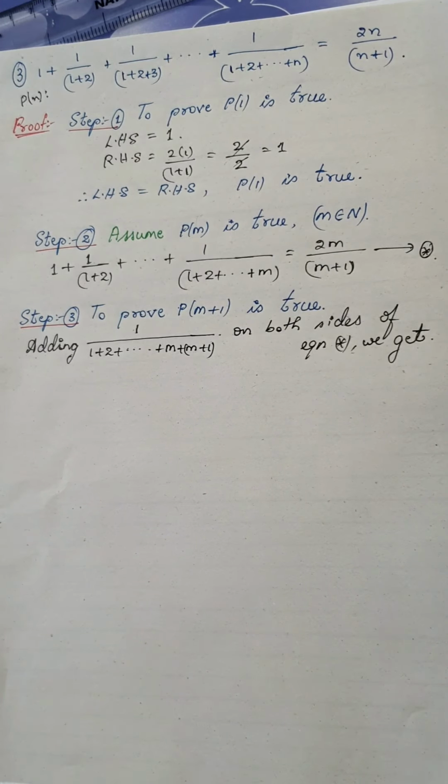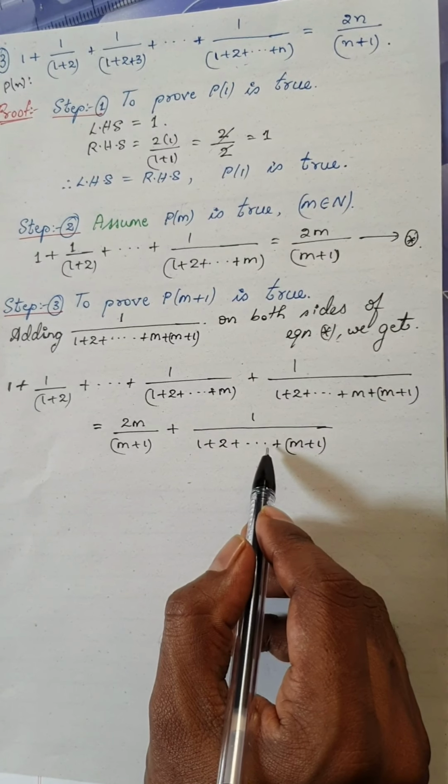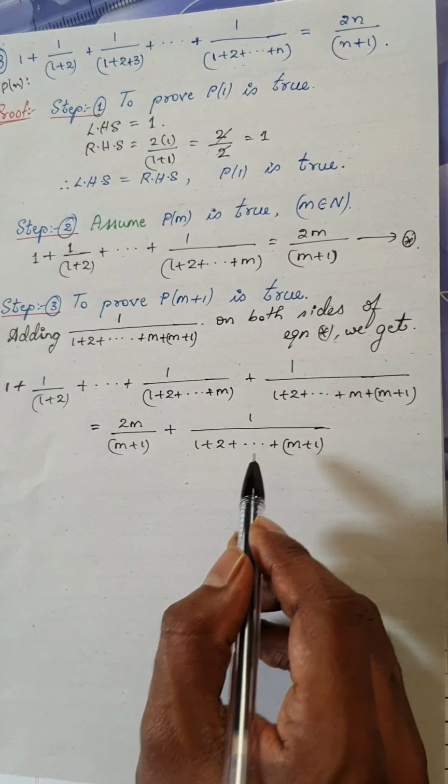Okay, so this will be equal to, please be careful, this will be equal to, what is the term in the RHS? It is 2m divided by m plus 1, plus again add this term, which is 1 divided by 1 plus 2 plus so on. Let me write the last term as it is, which is m plus 1. So I did not write m here. This would already be understood.